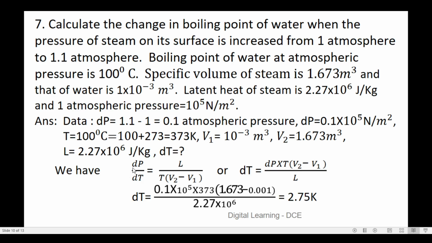From the Clausius-Clapeyron equation we have the formula dP by dT equals L divided by T into (V2 minus V1). Writing the expression for dT, we get dT equals dP into T (V2 minus V1) divided by L. Substituting all the values in this formula and simplifying, we get dT equals 2.75 Kelvin.